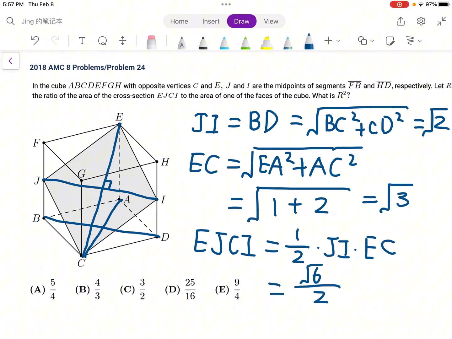And R is the ratio of the area of the cross-section EJCI to the area of one of the faces of the cube. So one of the faces of the cube, the area is 1. So the ratio R equals square root of 6 over 2. And R squared then equals 6 over 4. It equals 3 over 2.